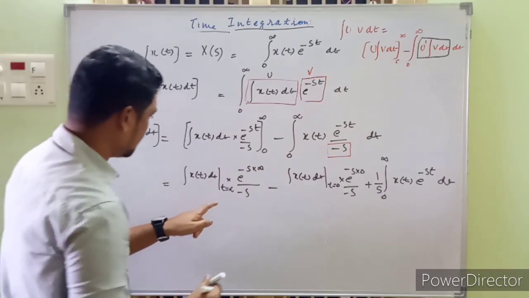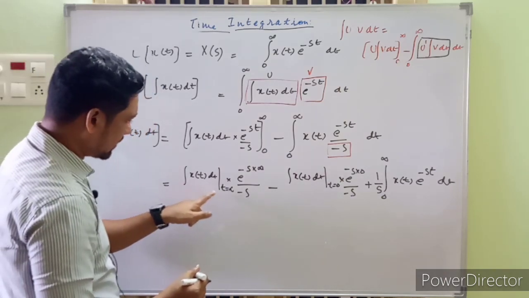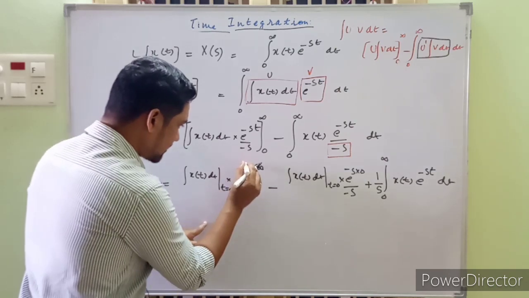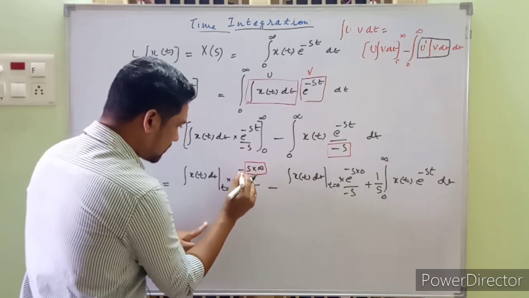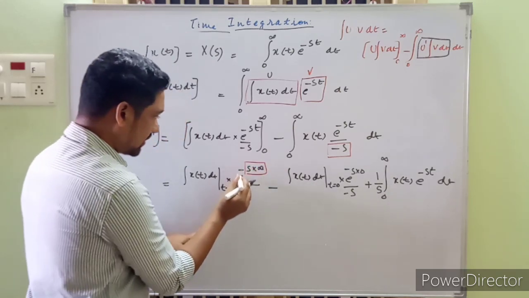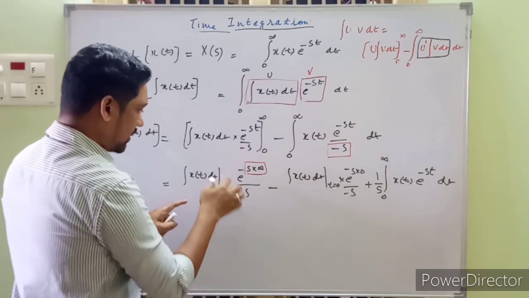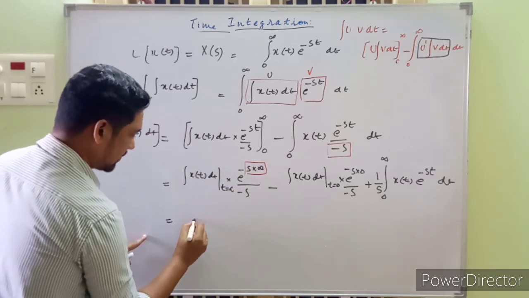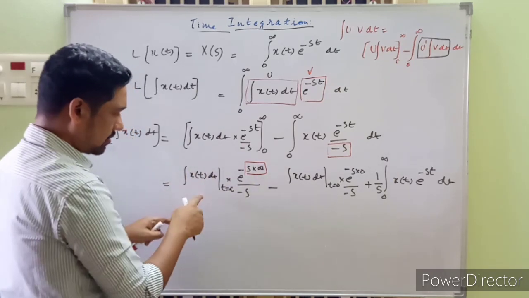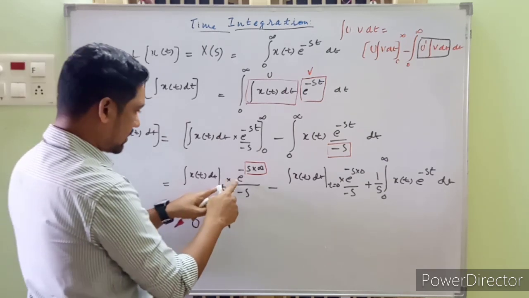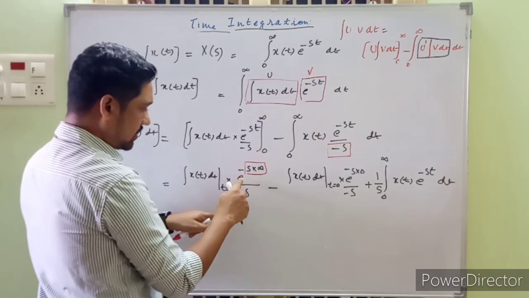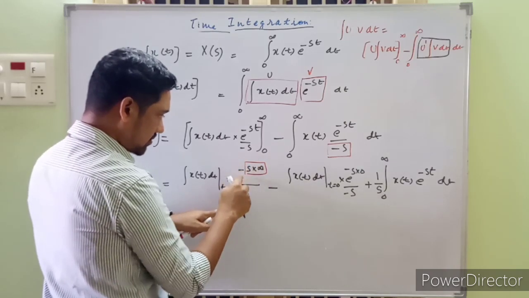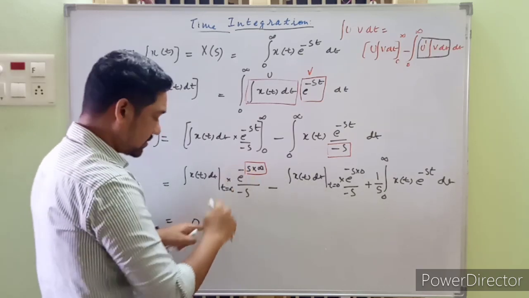And please watch here, x of t may be anything when plugging in infinity, but in e raised to minus s into infinity, this term will be e raised to minus infinity, and e raised to minus infinity will be 0. Anything multiplied with 0 is 0. This complete term becomes 0. Why? Because x of t may be anything, it may be given anything, but looking at this exponential very carefully, e raised to minus s into infinity totally becomes e raised to minus infinity, which is 0.